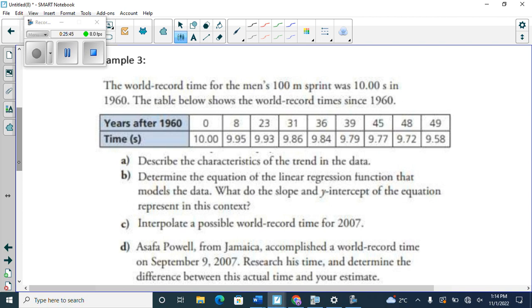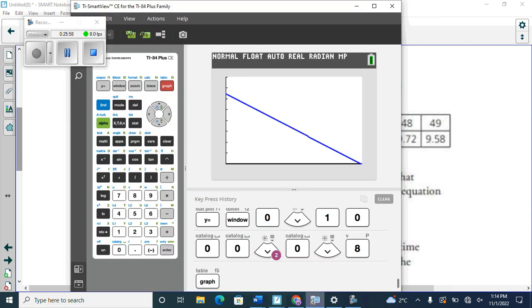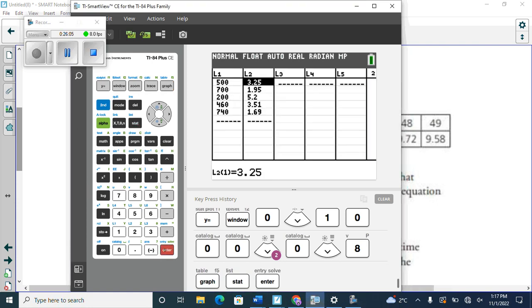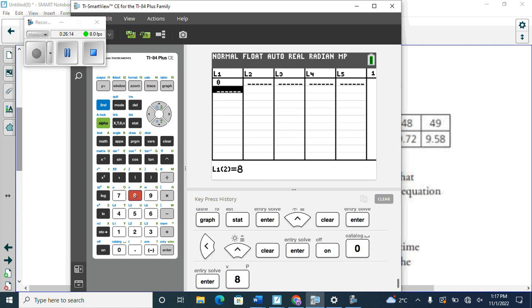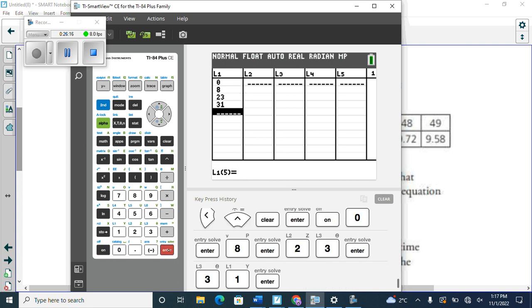So step 1 is to get it into the stat. Actually, step 1 is to do what? Clear your y equals. Then get it into your list. Get the linear regression. Change your window. Try it out. Every single one of you. I'm not giving you steps anymore. Try it out. If you're stuck, you can call me over. But I'm not stepping you through.